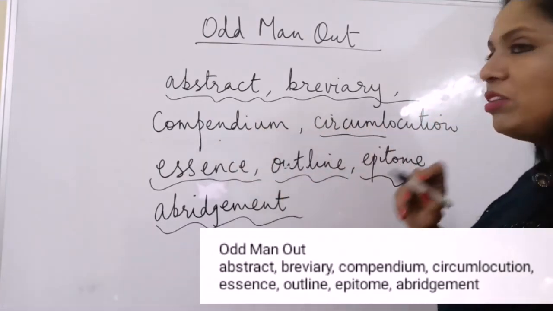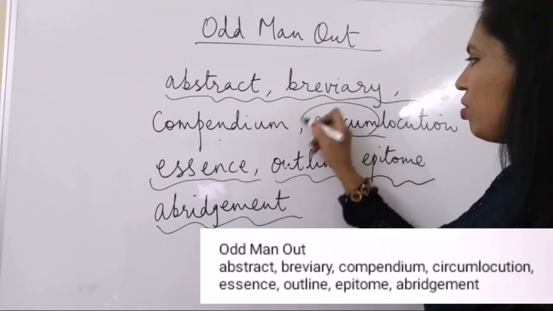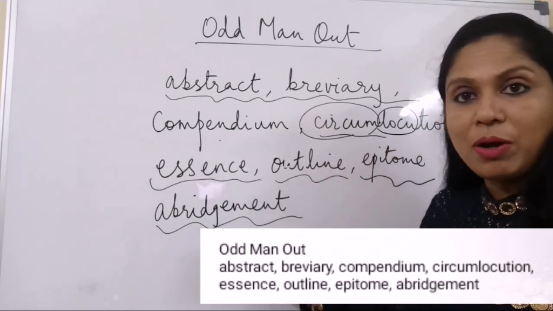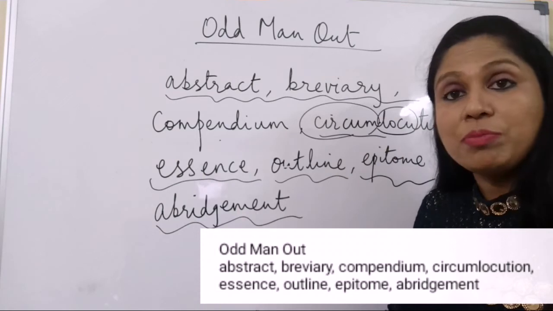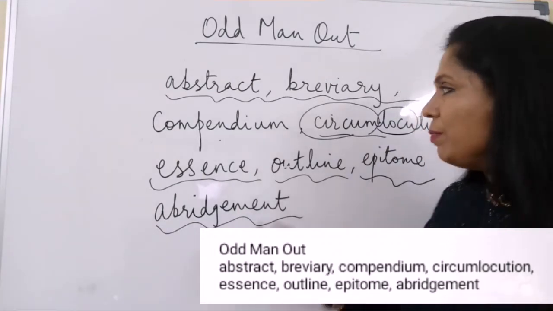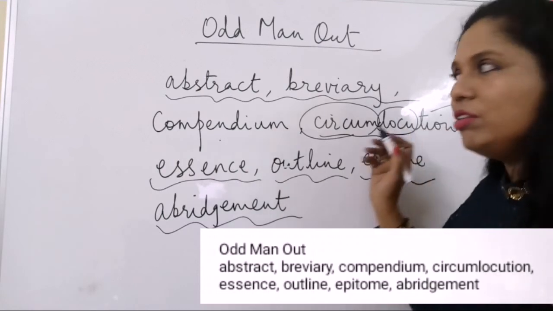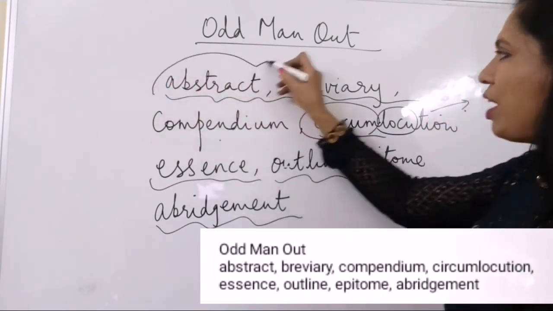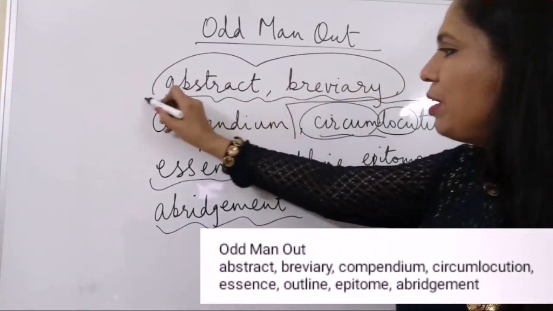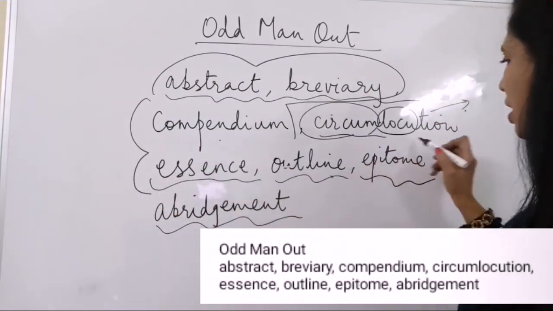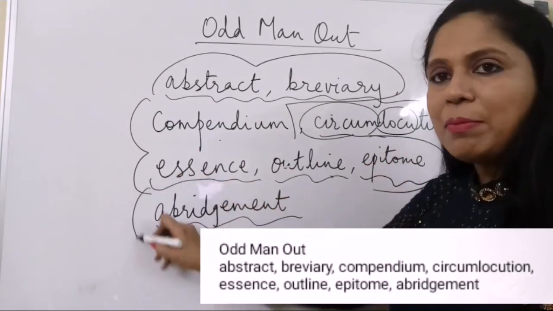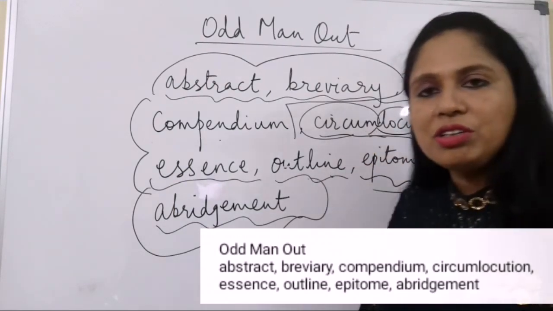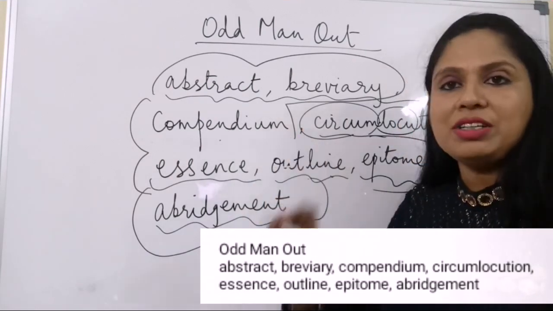Circumlocution, maybe I'm not sure about these two. Circum means round or around, and locu means to speak. So to speak in a roundabout manner or speak out much more than is necessary is quite different, or rather opposite to all of these words. So all these words, abstract, breviary, compendium, and then essence, outline, epitome, and abridgment, they're all synonymous, and my answer is circumlocution, which is different from all of these words.